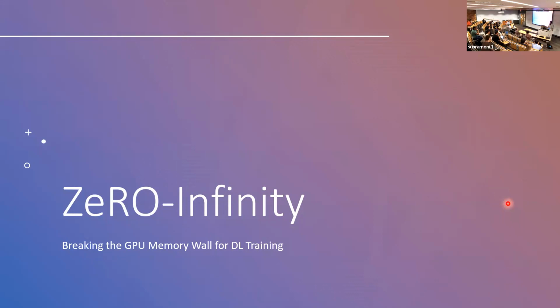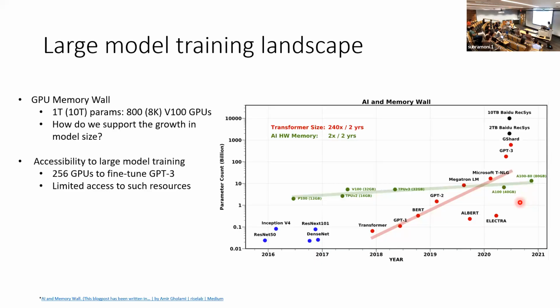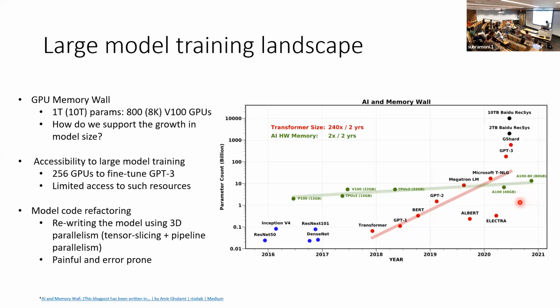Okay, so this is a quick deep dive into ZeRO-Infinity. I don't know how I'm doing on time. We have 15 minutes. Okay, so we'll probably do one deep dive, or we'll see how it goes. I think by now I've talked about this chart quite a bit, so I'm hoping I can go over it quickly. There are three main things: the GPU memory wall, the accessibility to large model training, and the model code refactoring. You can think of them as pain points, right? So let's talk about the first one.